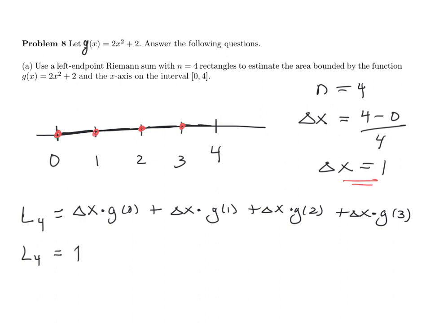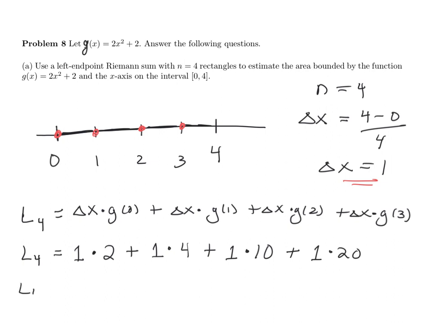So that's going to be 1 times, g of 0 is simply 2, so we get 1 times 2, plus 1 times g of 1, which is 1 squared is 1, times 2 is 2, plus 2, which is 4. Next, we want g of 2. It'll be 1 times g of 2, so it's going to be 1 times, if you square 2, you get 4. 4 times 2 is 8, plus 2 is 10. Our last one is going to be here at 3. If you square 3, you get 9. 9 times 2 is 18, and 2 more is 20.